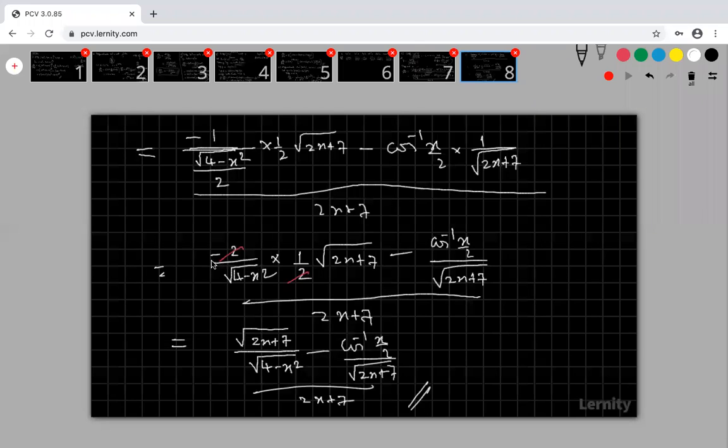Here this minus is there. So therefore, minus root of 2x plus 7 divided by root over 4 minus x square. This is also minus. Minus cos inverse of x by 2 divided by root of 2x plus 7, divided by 2x plus 7. Are you okay? Are you clear? You can take minus commonly.